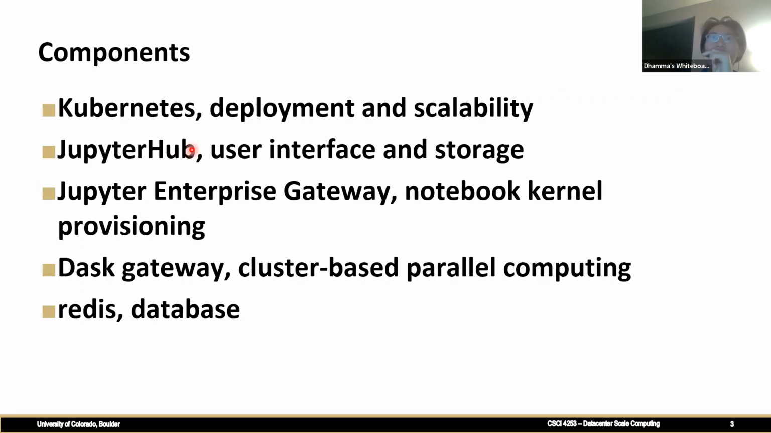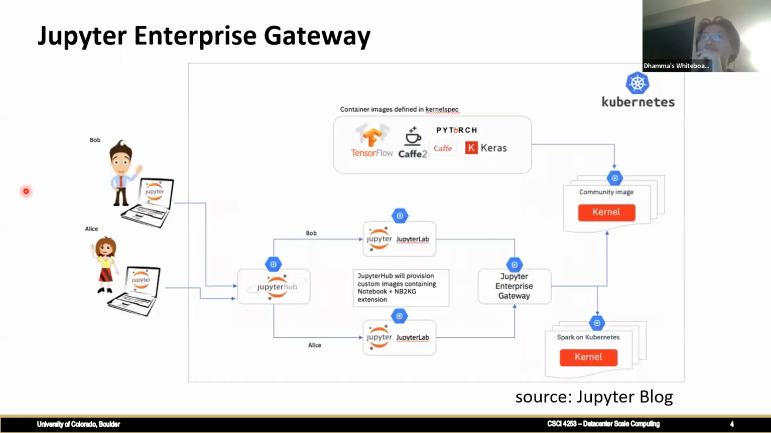The components that we used were Kubernetes and Helm, Jupyter Hub, Jupyter Enterprise Gateway, Dask Gateway, and Redis. You all should be familiar with everything except these two, which we'll go over in the next two slides. First, let's talk about Jupyter Enterprise Gateway.